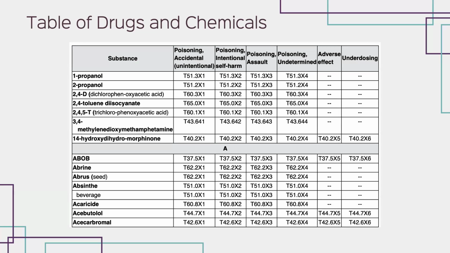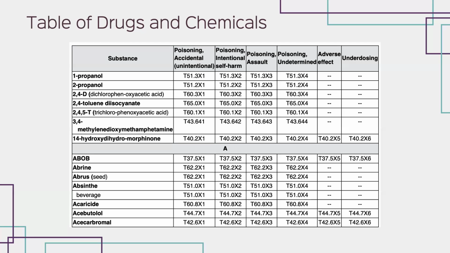Next, you have the index of table of drugs and chemicals. This is going to be used to identify any drugs and substances that cause your poisonings and your adverse effects, as well as when your patients are not taking enough of their medication, which could result in them remaining ill. All of the codes in this table will require a 7th character, and you should never code directly from the table of drugs and chemicals. You should always verify your code in the tabular list.